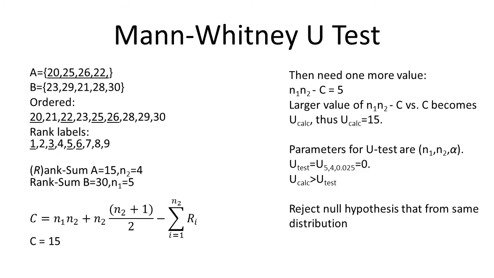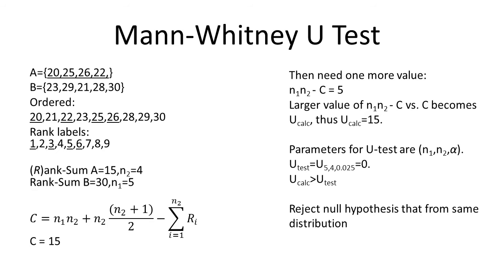So you combine both of them together, and order it. I put an underline under the numbers that are from A just to keep track of which one is which. And then you apply the rank labels. So basically you start from 1 and go up to the maximum value. So we have here 1 through 9. The underlines represent which of these values actually go for sample A and which one goes for sample B.